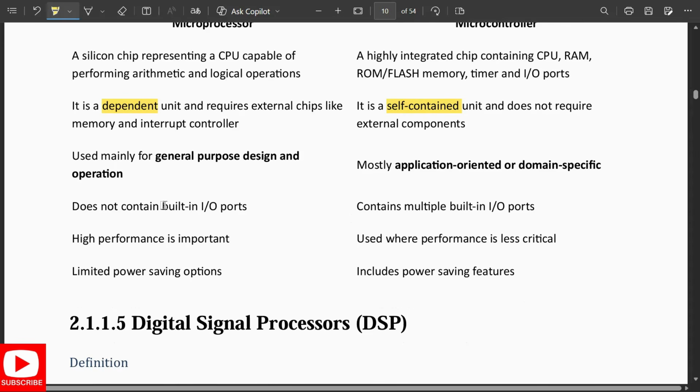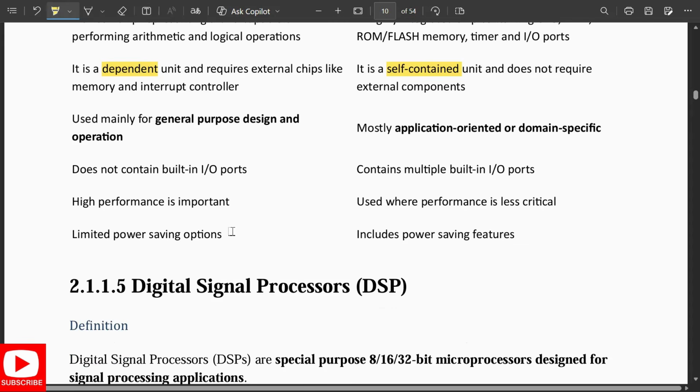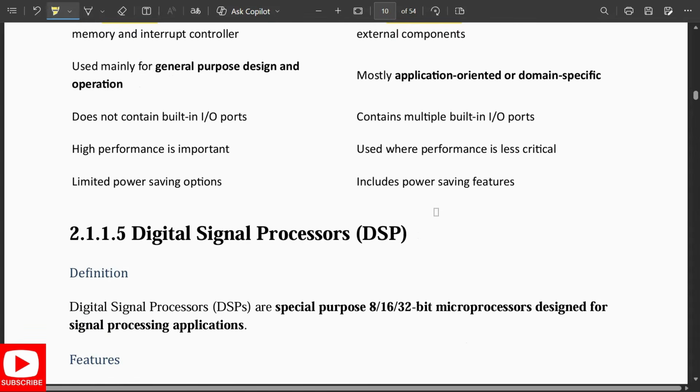A microprocessor does not have built-in input output ports, while a microcontroller contains them. For a microprocessor, high performance is important, while a microcontroller is used when the performance is less critical. A microprocessor has limited power saving options, while a microcontroller has power saving features.